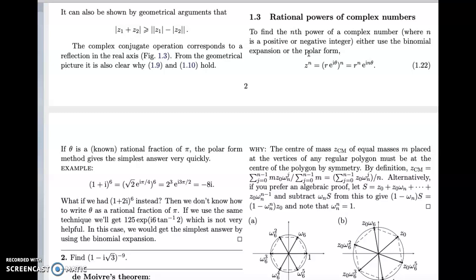So for example, if you have 1 plus i to the power 3, well, you know that a plus b to the power 3 is a cubed plus 3a squared b plus 3ab squared plus b cubed. You can use that. But in some cases, using the polar form ends up being quicker, as we'll see in this next example. Basically, it's quicker if theta is a known rational fraction of pi.